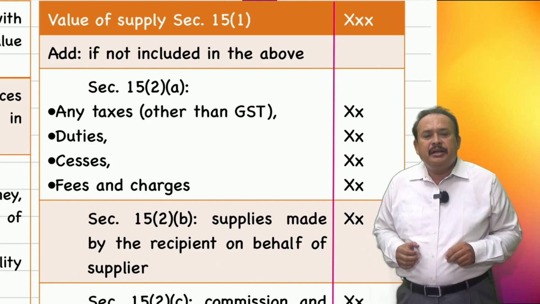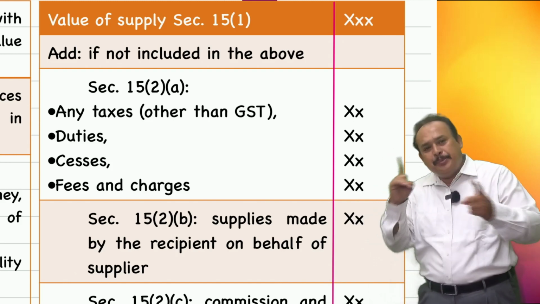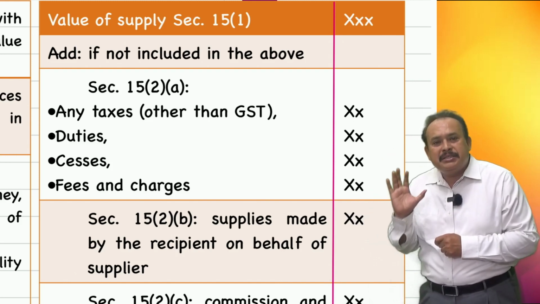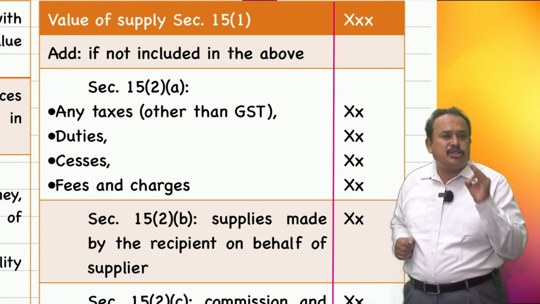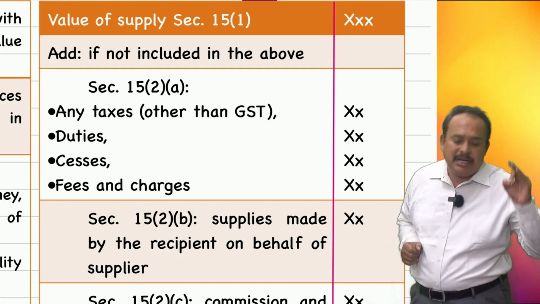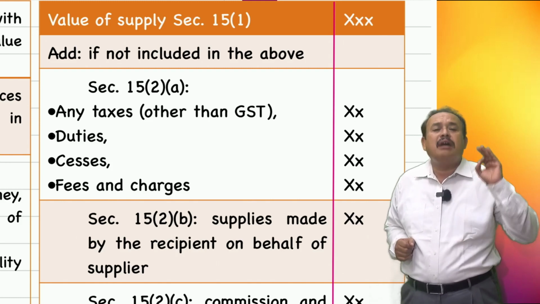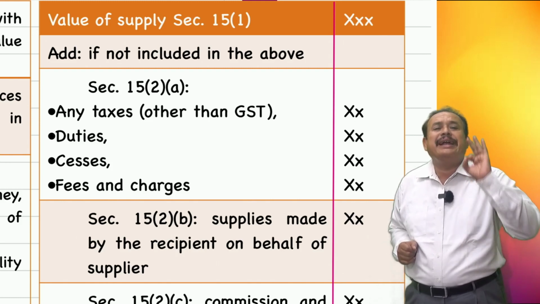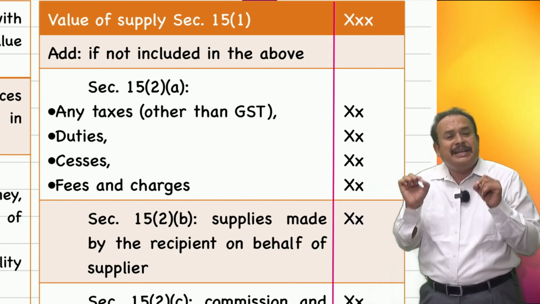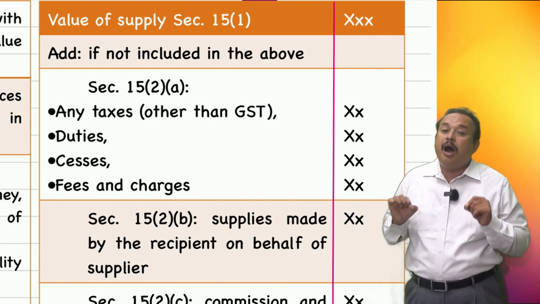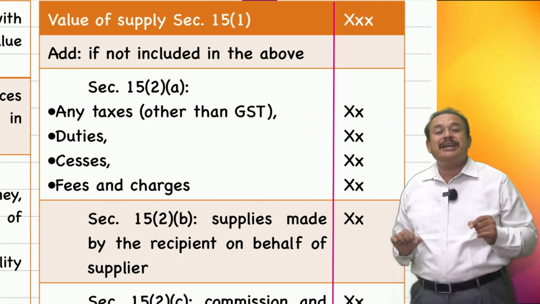CBDT replied to the CBIC. Hey, CBIC, look here. Tax collected at source under the Income Tax Act is not basically a tax. It is not a tax. It is a charge on estimated income.